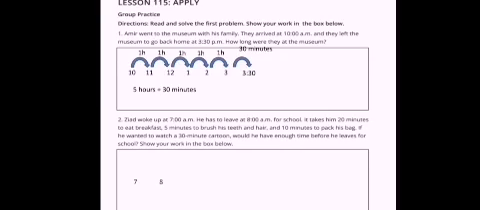Okay. He gets up at 7 and leaves at 8. So from 7 to 8, this is only 1 hour. And 1 hour means 60 minutes. Okay, he tells me that he takes 20 minutes to eat breakfast, 5 minutes to brush his teeth and hair, and 10 minutes to pick his bag. So we will collect all of these minutes. 20 plus 5 plus 10 will give me 35 minutes. So he takes 35 minutes before he goes to school.